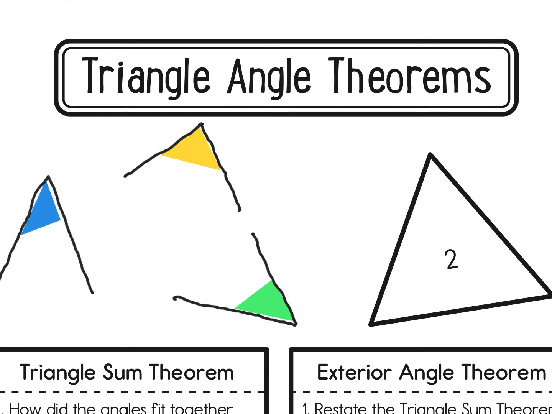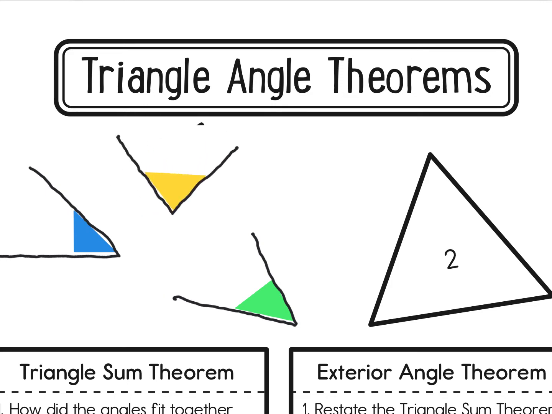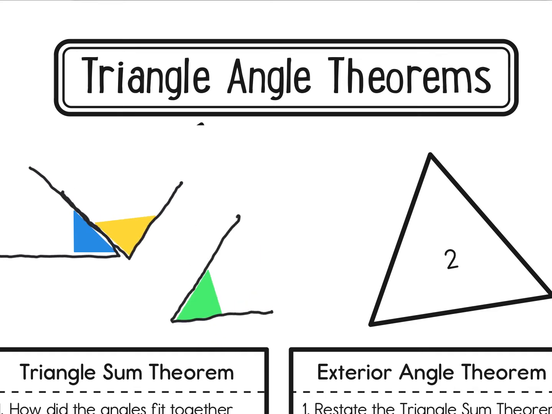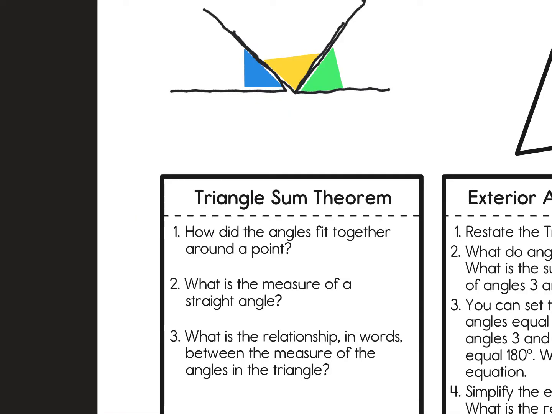Now, let's adjust the 3 triangle angles, the blue, the yellow, and the green, so that they are adjacent, or touching one another. Once we do that, we can see that the 3 angles actually make a straight line. Now, the measure of a straight angle or straight line is 180 degrees.